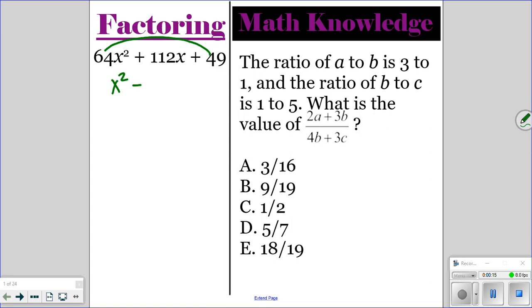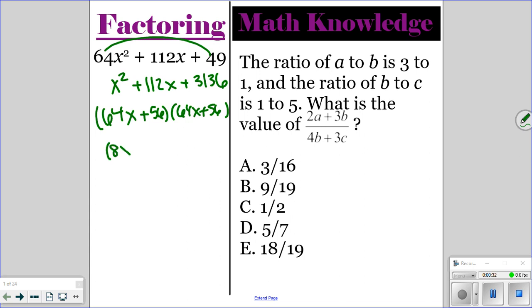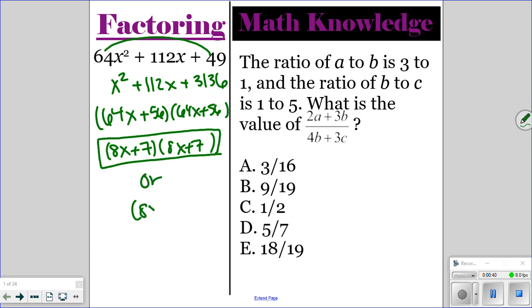You'll have x squared plus 112x plus 3,136. And then when you replace and factor, you'll have 64x plus 56 times 64x plus 56. And then when you reduce, you'll have 8x plus 7 times 8x plus 7. Or you can write that as 8x plus 7 squared.